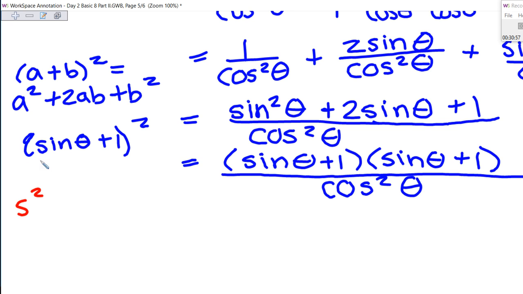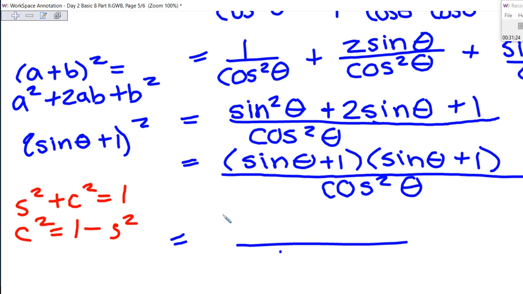Think about yesterday. Sine squared plus cosine squared equals 1. Instead of cosine squared, what could I put? Not sine squared plus 1. 1 minus sine squared. I would have to subtract the sine squared from both sides to get cosine squared by itself. So down here, instead of cosine squared, I'm going to leave it as 1 minus sine squared.